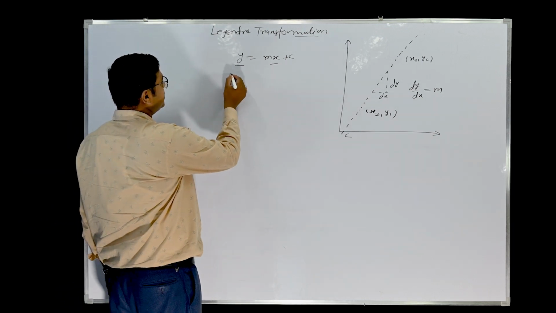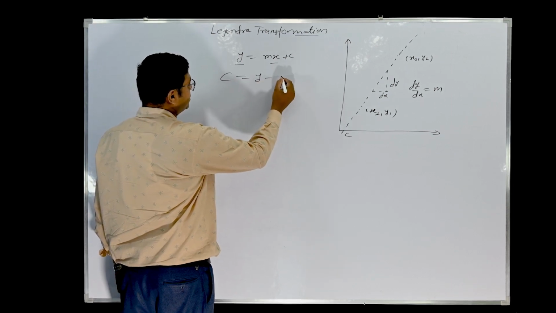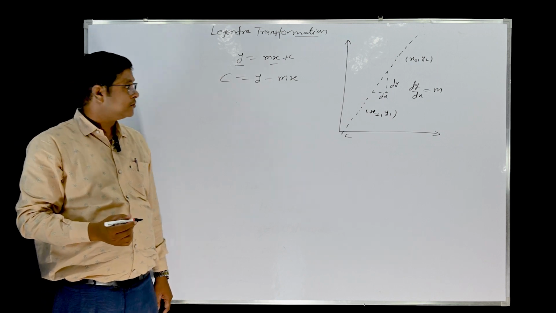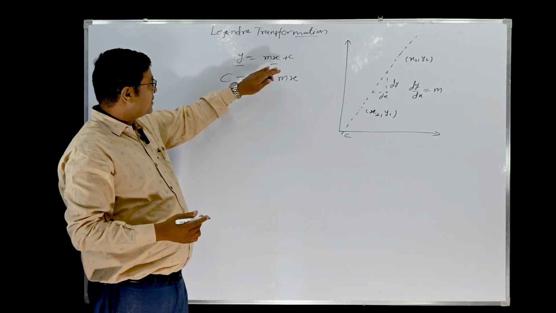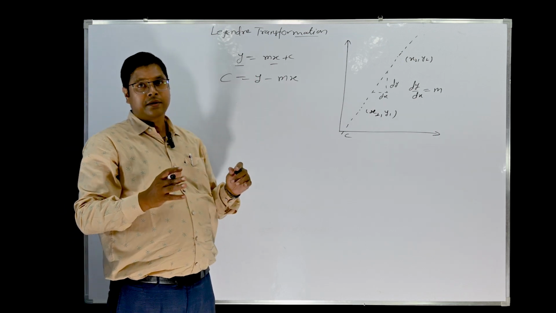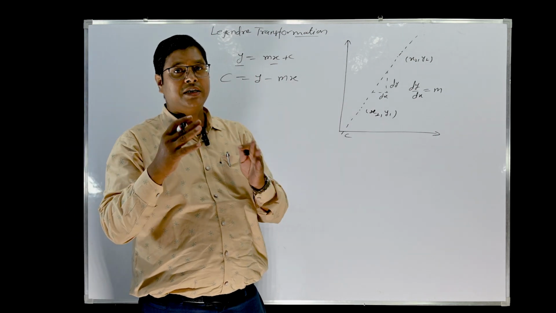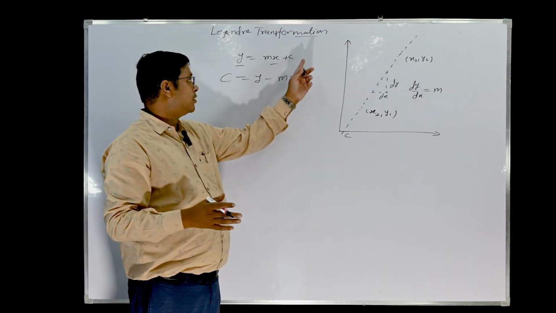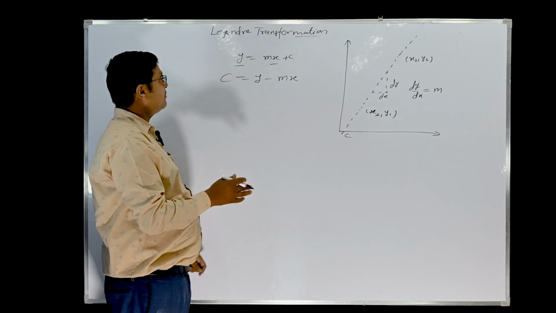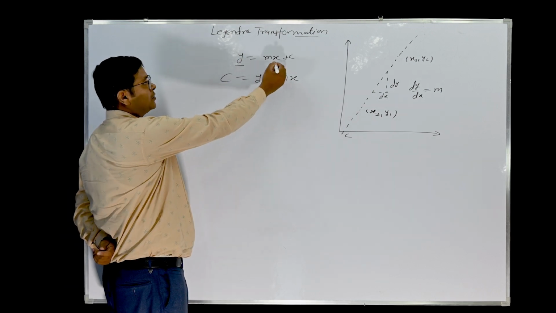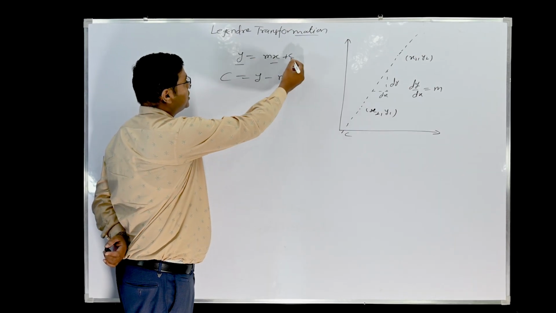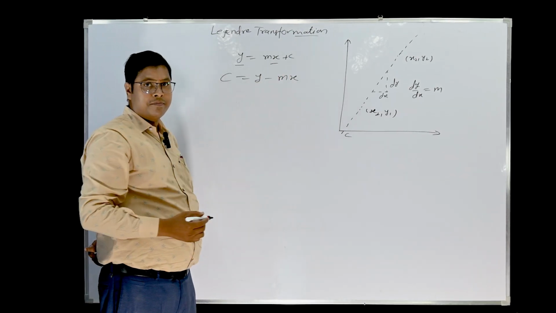If I rearrange this equation, I can write c is equal to y minus mx. So I am representing the same line equation in another way. My notation is different, but I am not losing any information. What is happening here is that I have replaced my variable y with c and x with m.